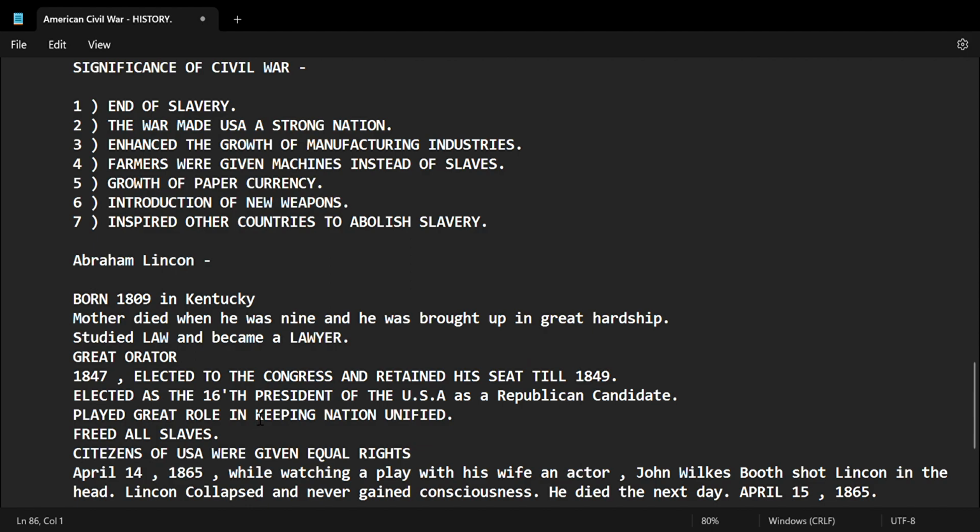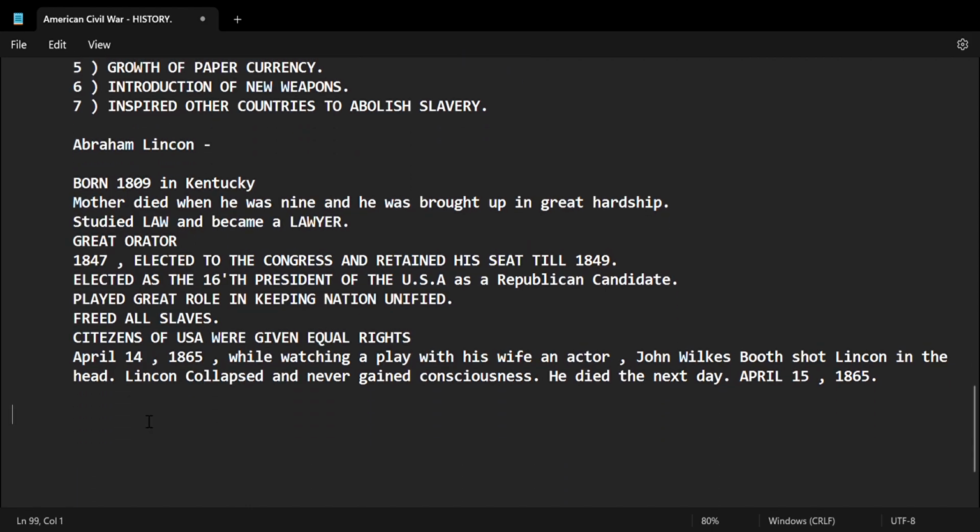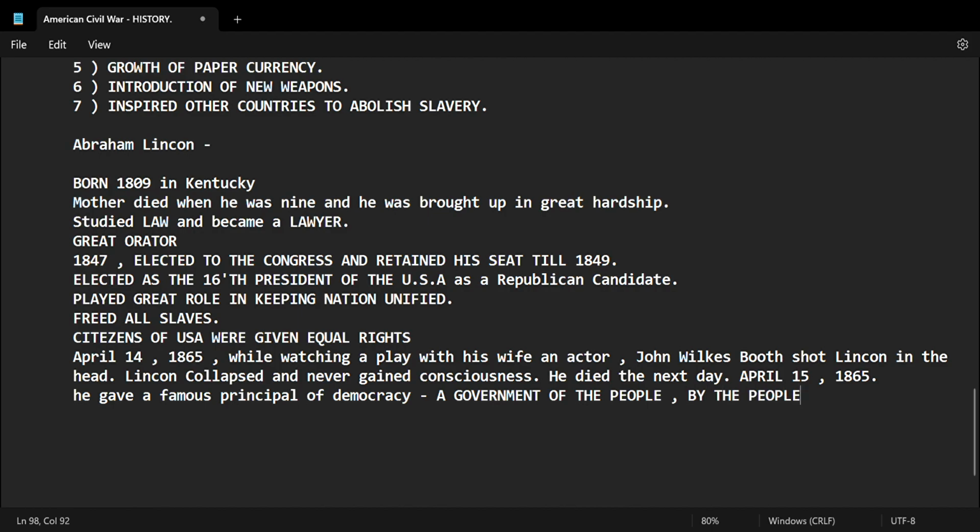It was Abraham Lincoln who gave us the famous principle of democracy: a government of the people, by the people, and for the people.